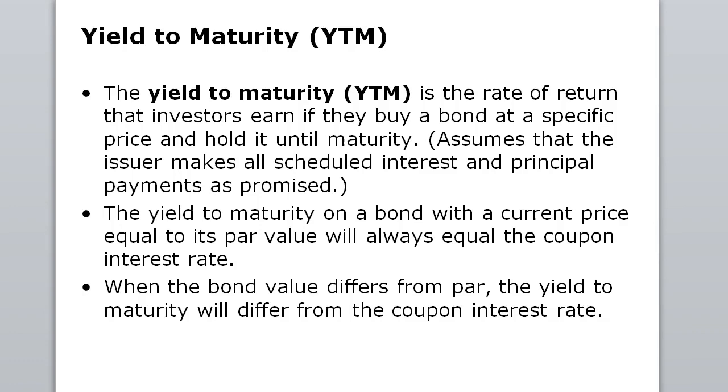So what happens if I buy a bond at a premium or a discount? That's the situation where we need to use yield to maturity to figure out the value of the bonds. The yield to maturity on a bond is the rate at which the current bond price equals the present value of all the coupons and the par value. When the bond value differs from the par, the yield to maturity will differ from the coupon interest rate.